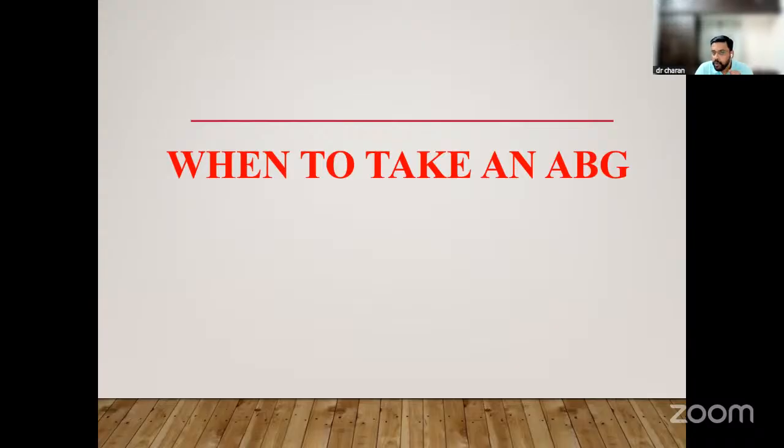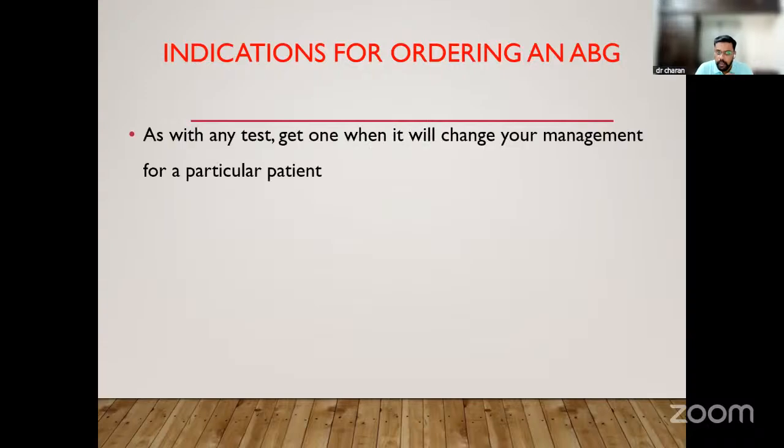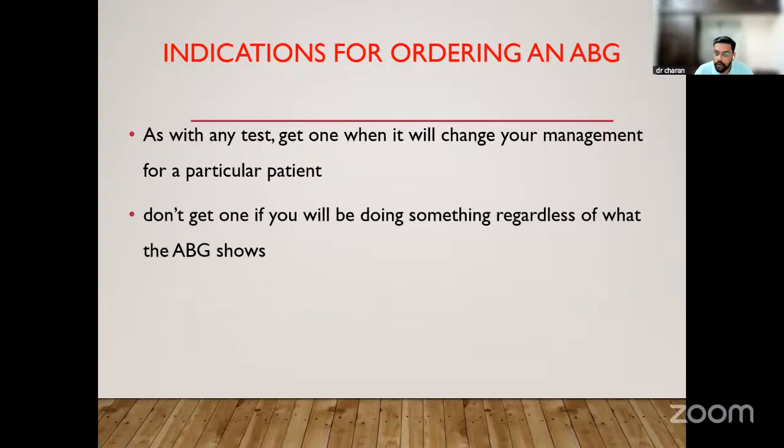So when do you take an ABG in the ICU or in a hospital setting? As with any test, get one when it will change your management for a particular patient. Do not do it routinely. Don't ask for a routine ABG every day morning. Don't ask for a routine ABG 8th hour or 6th hour. That is not a good practice. Always do a test when you think that if there is a problem in that test, you are going to change your management. Don't get one if you will be doing something regardless of whatever is there in the ABG.